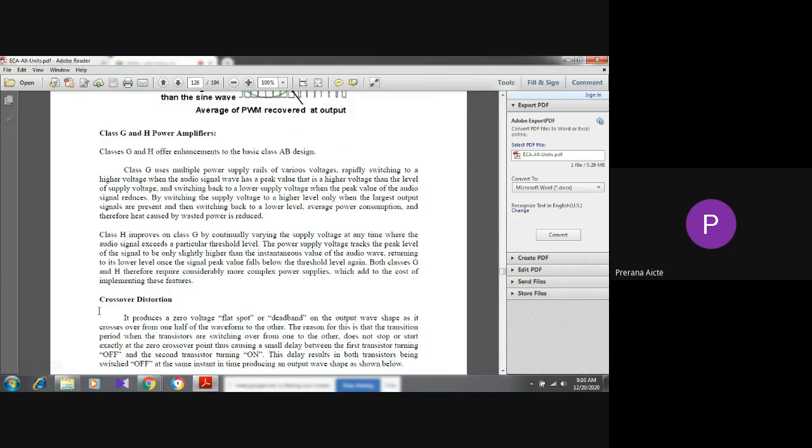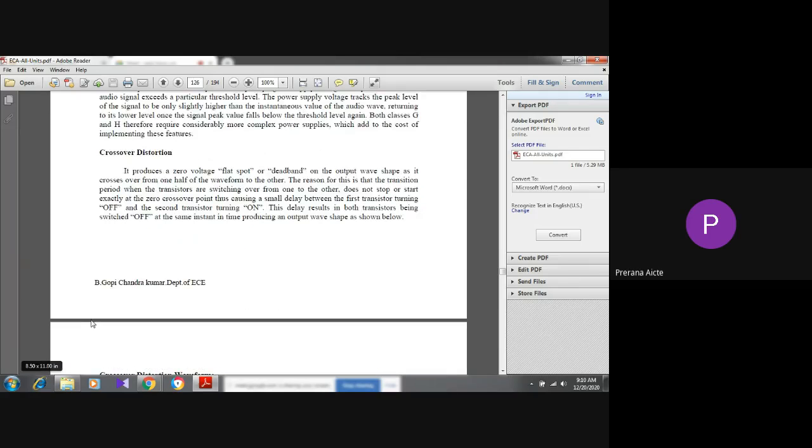Next, a very important thing: crossover distortion. It produces a zero voltage flat spot, or dead band, in the output voltage shape as it crosses over from one half of the waveform to the other. The reason for this is that there is a transition period when the transistors are switching over from one to the other, and they do not stop or start exactly at the zero crossover point. There is a small delay between the first transistor turning off and the second transistor turning on.